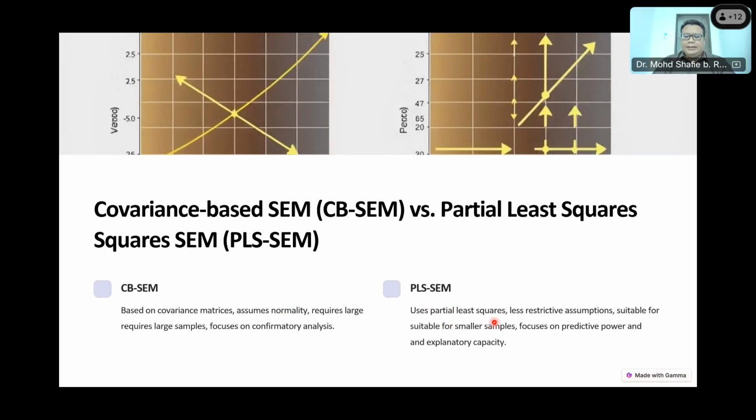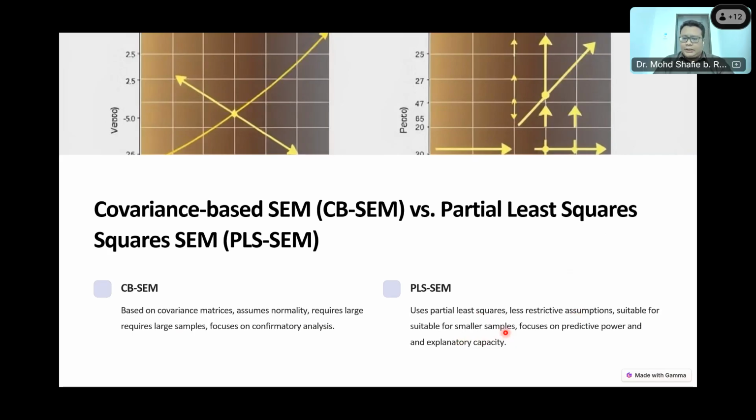This is less restrictive in terms of assumption. Normally, we don't really focus on the normality of the data once you are using partial least square, and it's suitable for smaller samples. I have seen someone using 50 samples for partial least square for publication, not in a high impact journal, I think a normal journal.